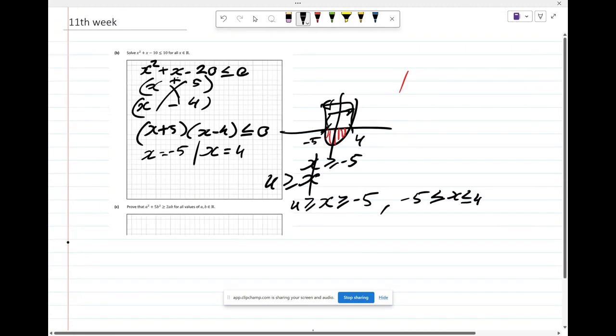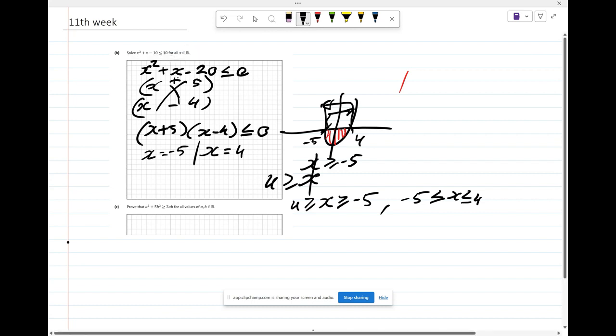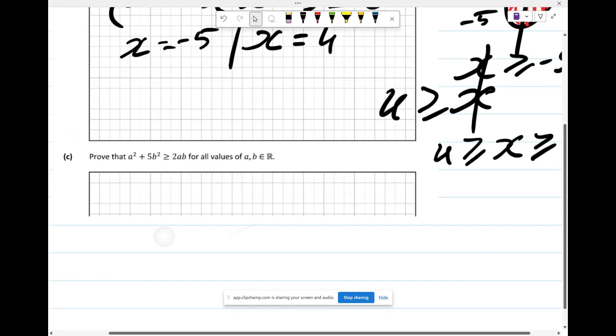We've solved the equation, so we've gotten values for x, and this is for all x, any x. So we don't need to worry that x is less than or equal to 5 or greater than or equal to 5 or less than or equal to 4, it can be that. Okay, perfect. So that's B done.